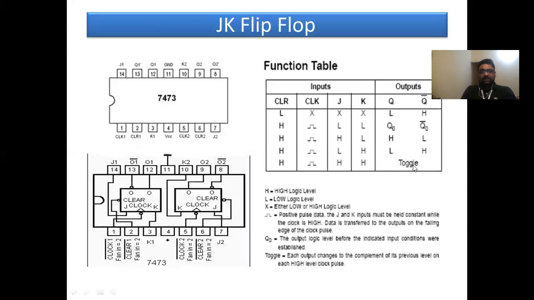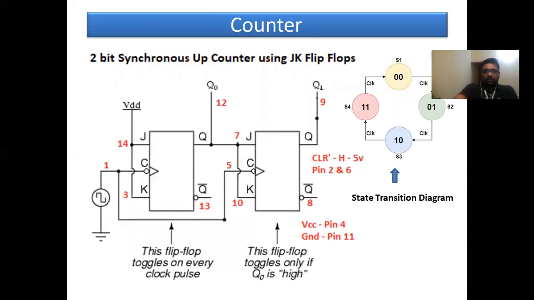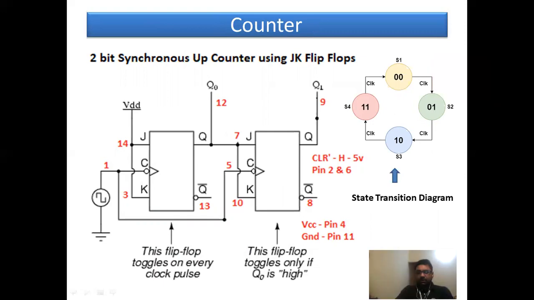So let's design one circuit, your counter circuit, using this JK flip-flop. This is the synchronous counter, a 2-bit synchronous up counter. It will do the up counting. So what is basically up counting? Up counting means it will count from 0, then 1, then 2, then 3, then again it will go back to the 0 state.